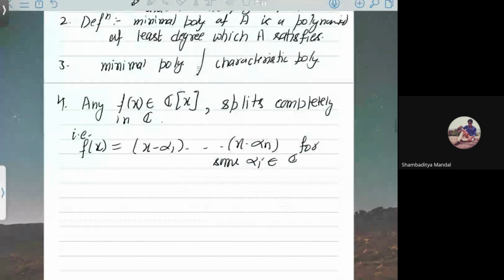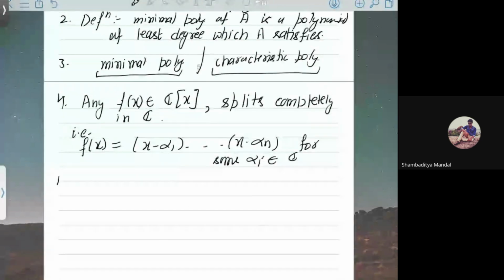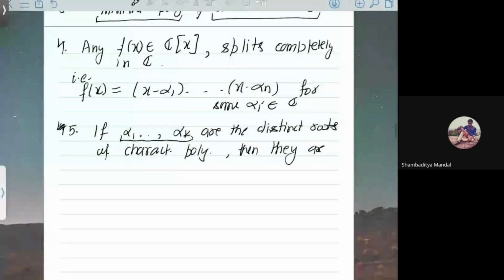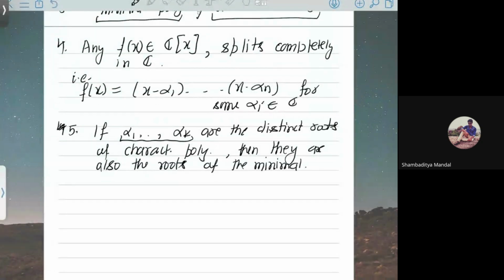Now when we look at the minimal polynomial and the characteristic polynomial, if alpha 1 till alpha k are the distinct roots of the characteristic polynomial, I mean the roots can repeat also, so I am taking all the distinct roots, then they are also the roots of the minimal polynomial. This fact is something we are going to use in the given question. Okay, so is this point 5 clear to everybody? It can be confusing for someone. Just let me know.